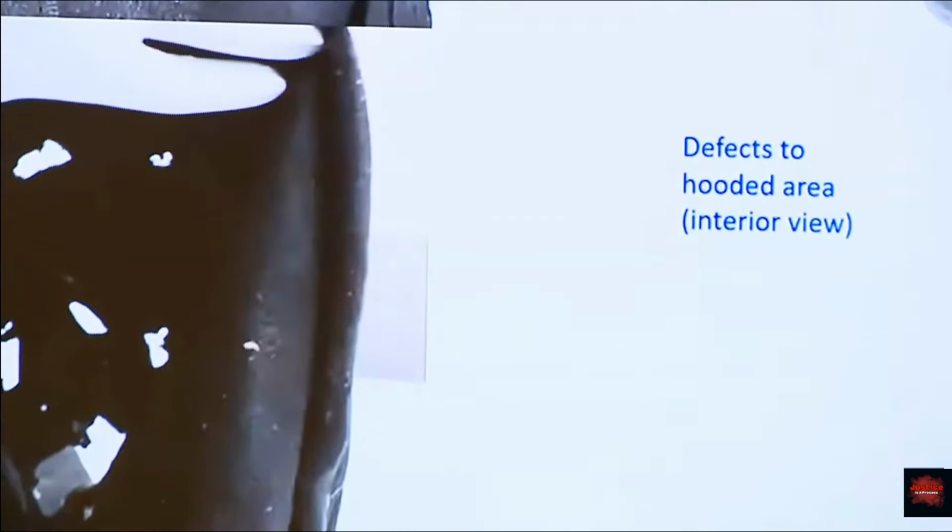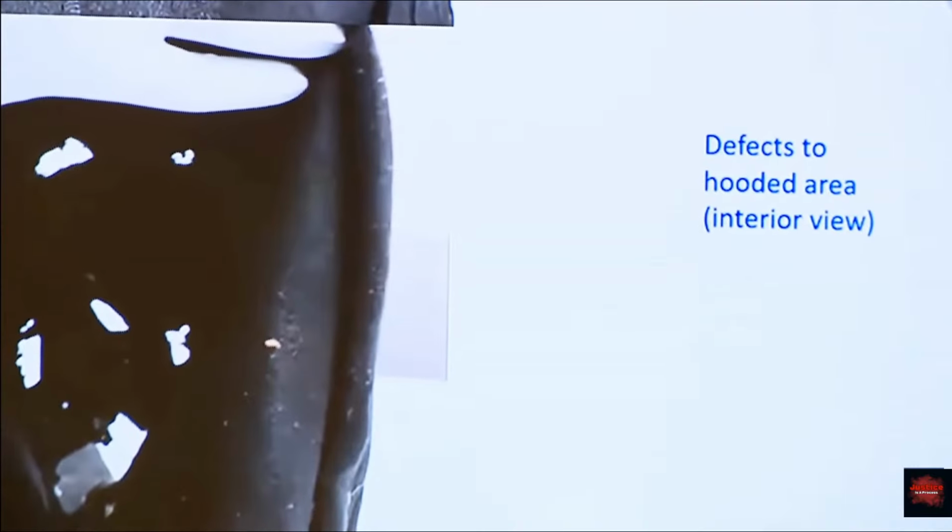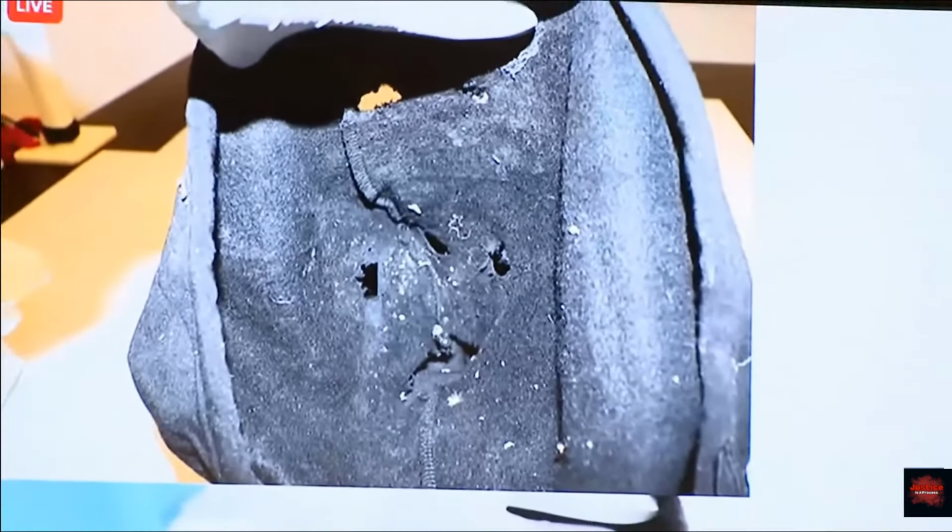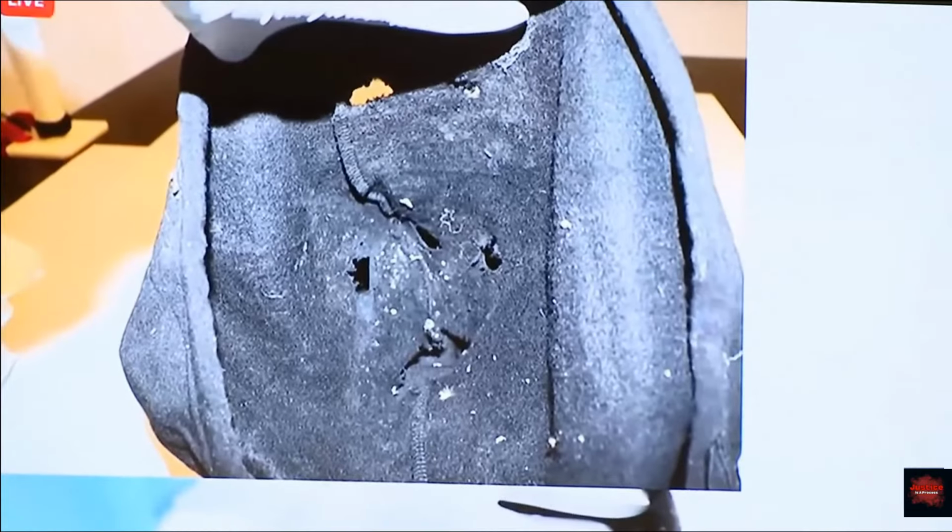And what are we looking at here? This is the interior portion that would be in contact, like if you pulled the hood over your head, it would be the area up here. So you're looking at the inside of the hood, that would touch the person's head. Yes. Yep. And slide 9.